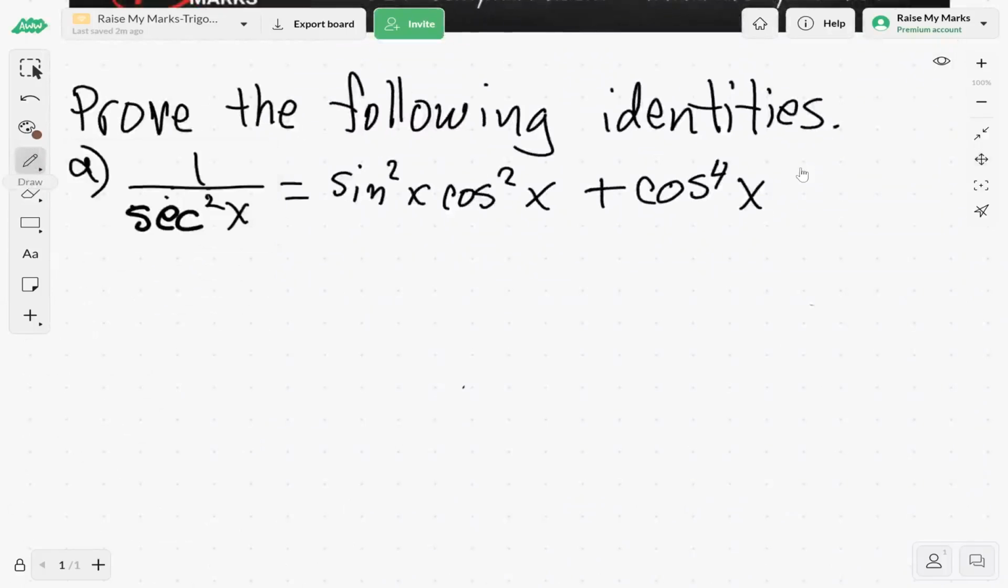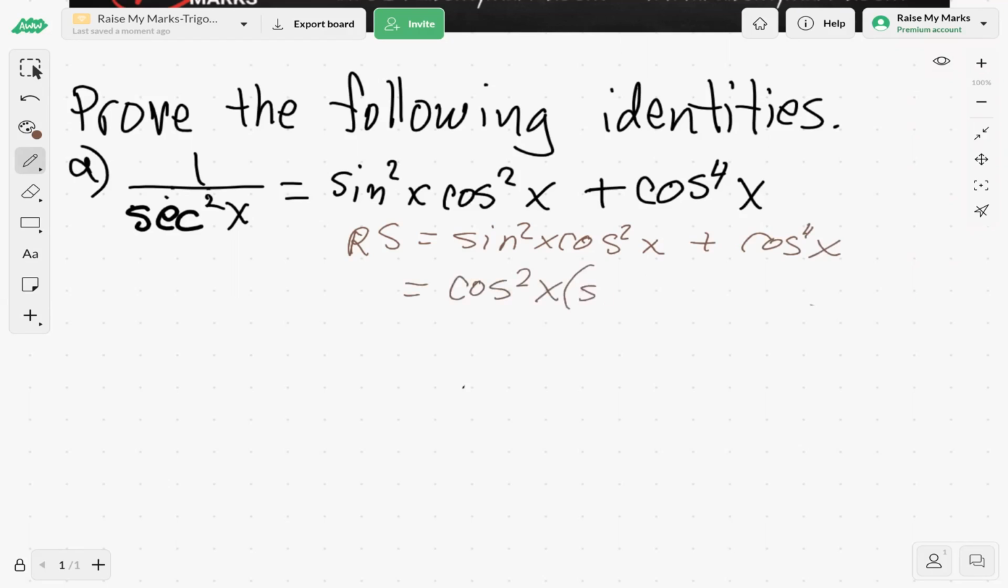So we have a left side, which is 1 over secant squared x. And on the right-hand side, we have sine squared x times cos squared x plus cos to the power of 4 of x. Okay, so let's start with the right-hand side and see if we can reduce that, and then we'll work on the left-hand side. So the right-hand side, we have sine squared x cos squared x plus cos to the power of 4 of x. So let's factor out a cos squared and see what we get.